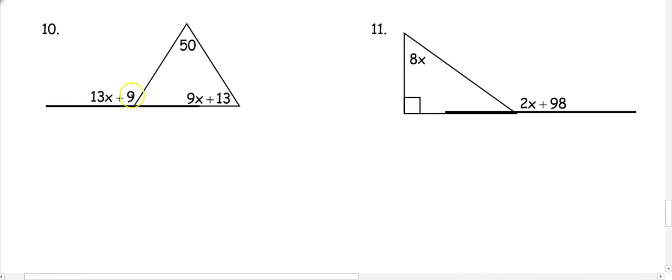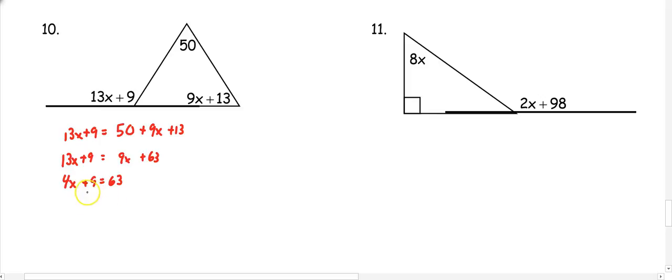In number 10, we have our exterior angle 13x plus 9 is equal to the interior remote angles added together. So when I combine like terms, 13x plus 9 is equal to 9x plus 63. So I'm going to subtract 9x from both sides. 4x plus 9 equals 63. Subtract 9 from both sides. 4x equals 54. So when I divide by 4, I get that x is 13.5. Remember, it's okay to get decimals.